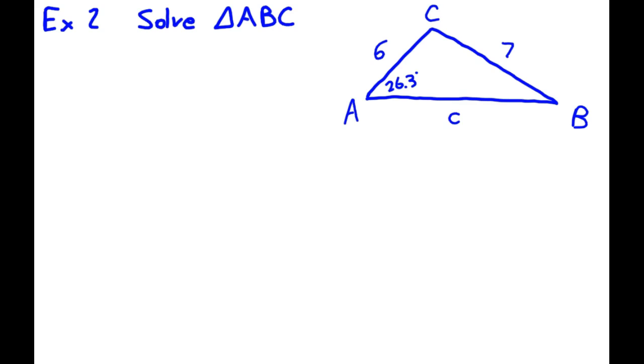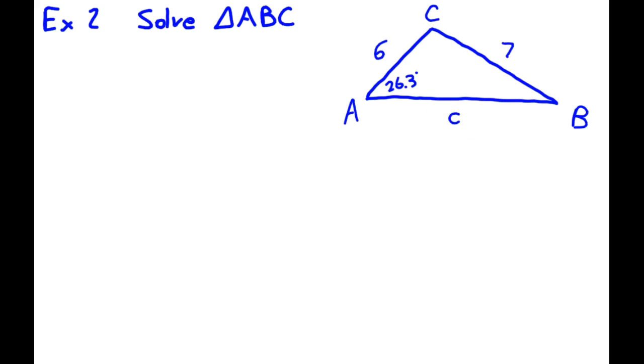Example 2, now we want to solve this triangle. In this one, we know the measure of angle A is 26.3 degrees, and we know side length B is 6 units long, and side length A is 7 units long. So we need to find the measure of angle B and the measure of angle C. And we also need to find the missing side length C.